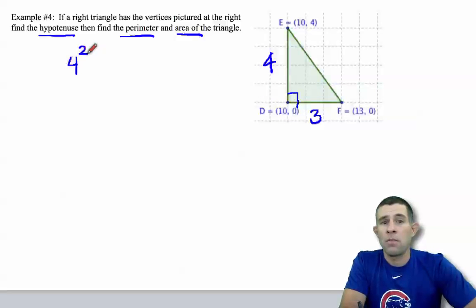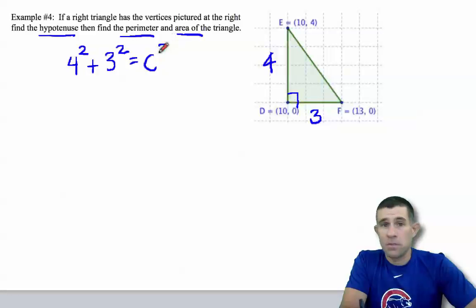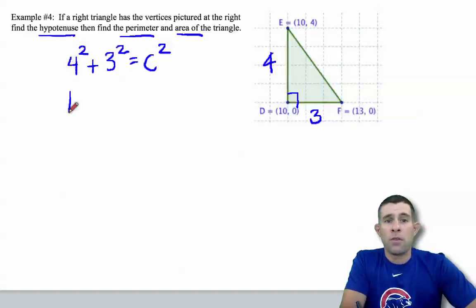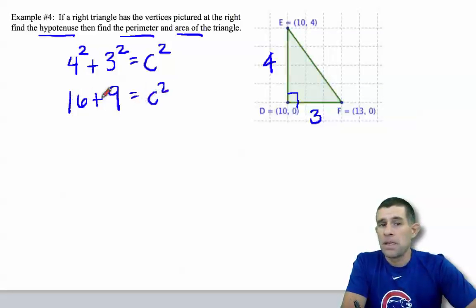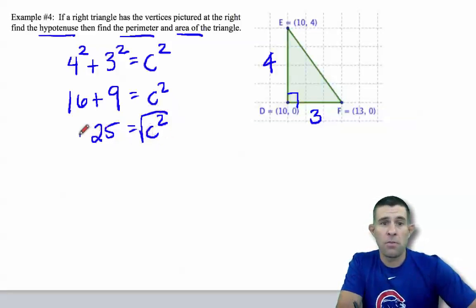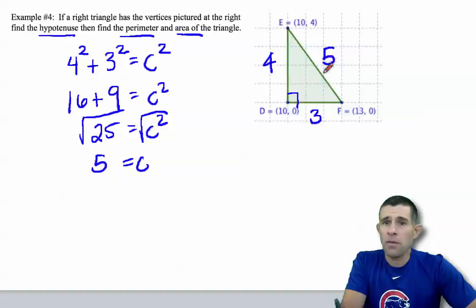And I know, according to the Pythagorean Theorem, that 4 squared plus 3 squared must be equal to C squared, my hypotenuse. So that gives me 4 squared, which is 16, plus 3 squared, which is 9, is equal to C squared. 16 and 9 is 25. Now, to undo the squaring, we have to take the square root of both sides. That gives me a value for C, or my hypotenuse, of 5. So I'm going to write that in there.